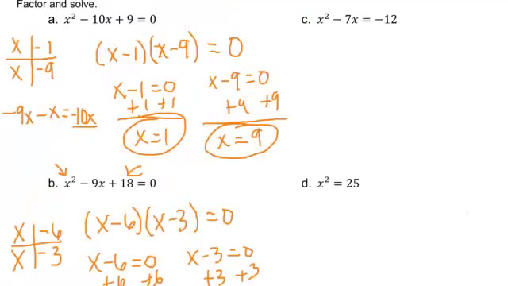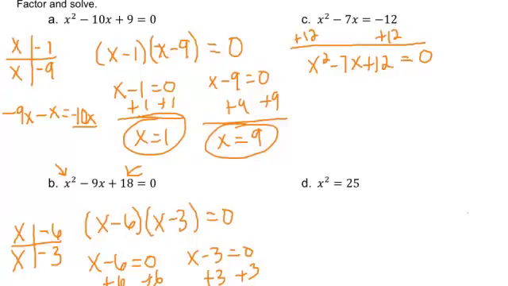For part C, we have x squared minus 7x minus 12. Now notice here our equation is not equal to 0. Before we can solve, we have to set it equal to 0. So we need to add 12 to both sides. So that gives us x squared minus 7x plus 12 equals 0.